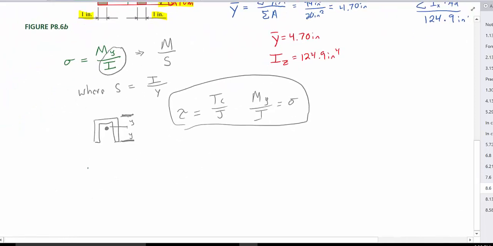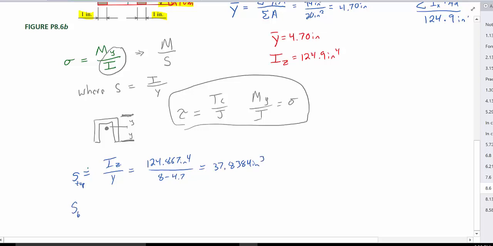So going back over here, we'll say S equals I sub z divided by y, which then, the top value is going to equal our 124.867 inches to the fourth divided by that 8 minus 4.7, in this case equals 37.8384 inches to the third.